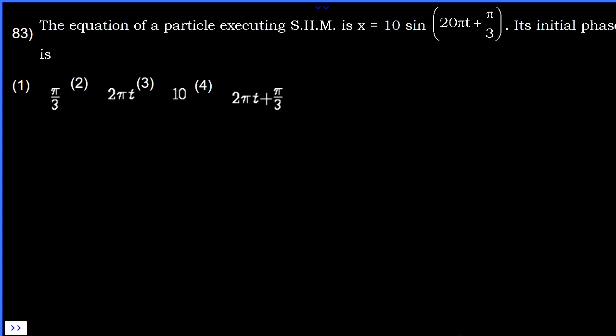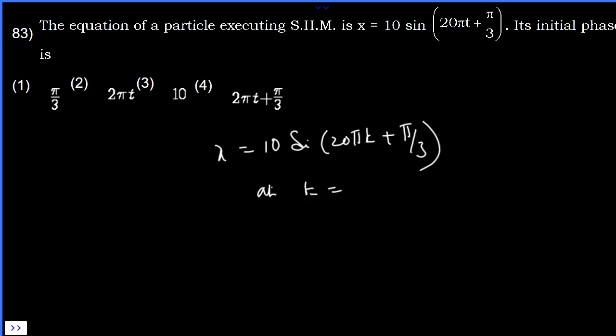The next one is 83. The equation of a particle executing SHM is x equal to 10 sin(20 pi t plus pi by 3). Its initial phase is? So the given equation is x equal to 10 sin(20 pi t plus pi by 3). At the initial time, t is equal to 0. So x is equal to 10 sin, and when t is 0, it becomes only sin pi by 3. So the initial phase is only pi by 3.